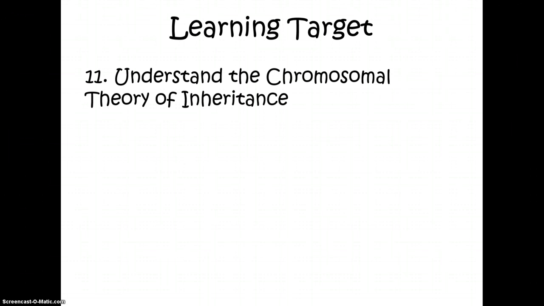In 1875, the process of mitosis was worked out. In the 1890s, the process of meiosis was worked out. And it wasn't until those processes were worked out that scientists started to look at what Mendel had proposed and said, wait, maybe he was onto something. And that's how we got the chromosomal theory of inheritance.